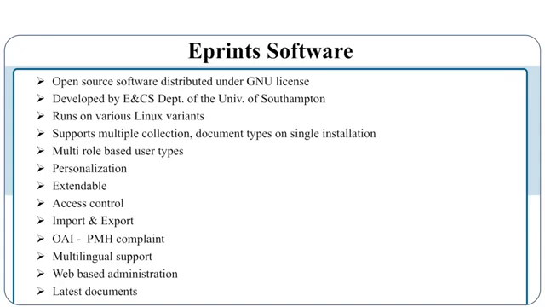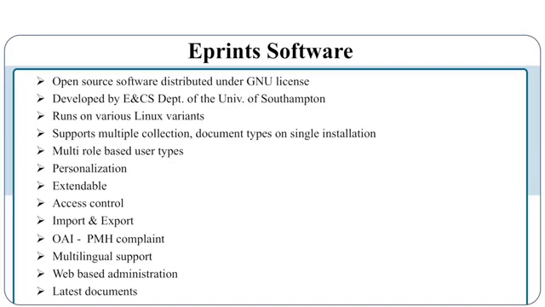You can set various types of access control to full text documents based on the repository policies. The content can be imported from various standard file formats, for example, XML, BibTeX or PubMed XML, directly into ePrints. At the same time, you can export the content of your repository in various file formats as well.